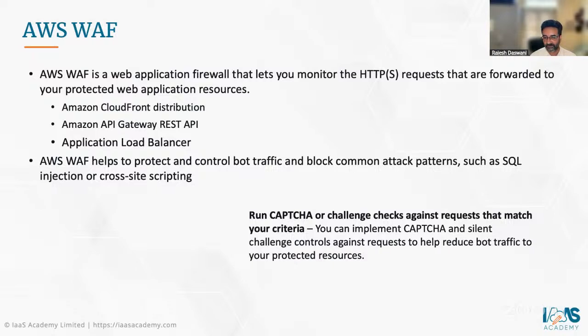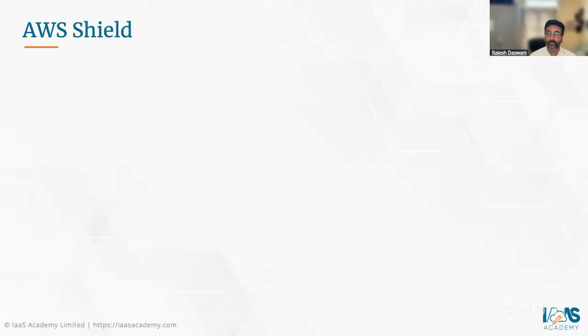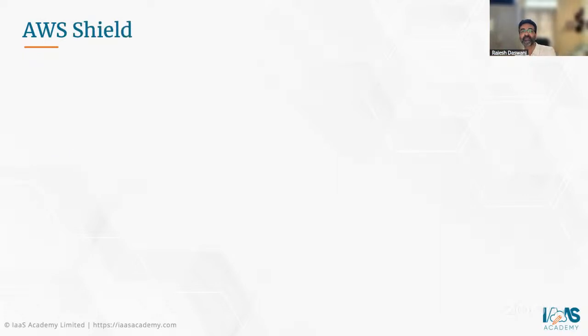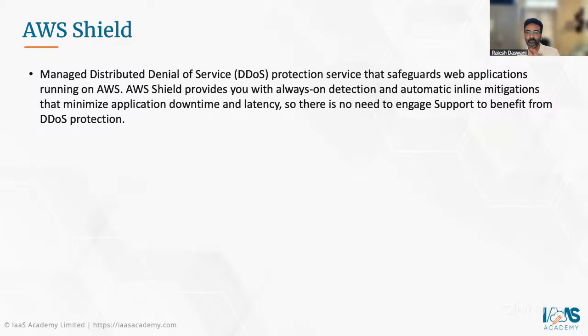We've also got Shield. Whereas WAF is a web application firewall at the application layer, Shield is a network protection service offering distributed denial of service protection that safeguards your web applications running on AWS. Shield provides you with always-on detection and automatic inline mitigations that minimize application downtime and latency.